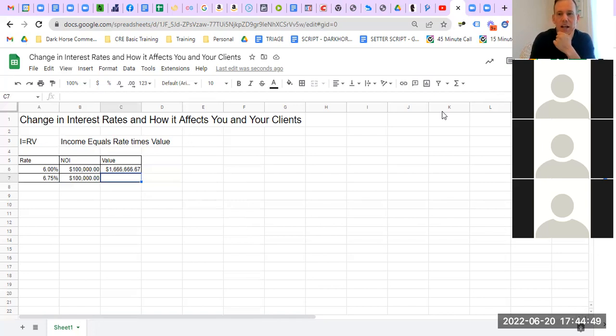Okay. Guess what, guys? This is what we're here to figure out. This is why you are here. So this is going to equal, at a 6.75% cap rate, we're going to take that and divide it by this here. And what happened, guys? Did it go up or did it go down? It went down. Exactly, Laura.